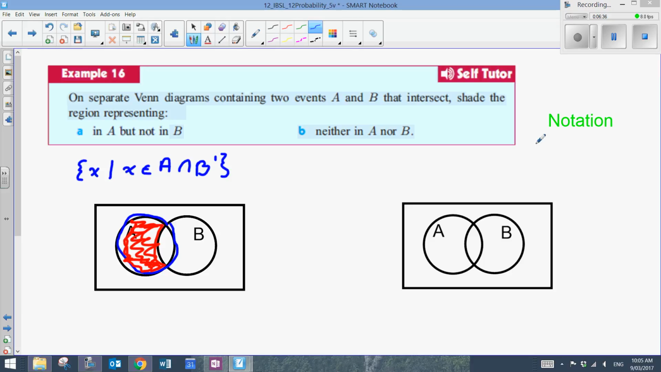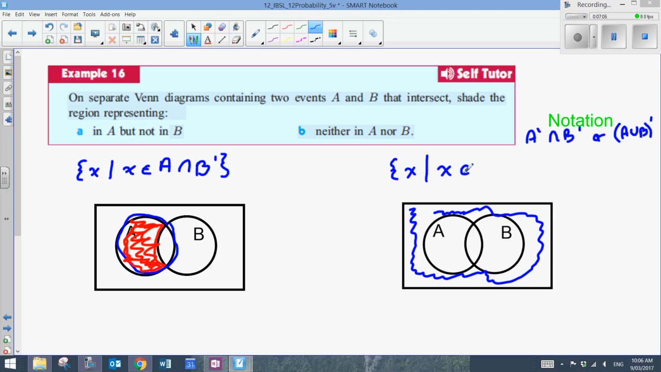Similarly, neither in A nor B would mean not in A and not in B, or if we're not in A and we're not in B, we're going to be out here somewhere. So if this is where we're talking about, really that's the complement of the union because we're not including either A or B. So you could also say if you had the union of A and B, you could take the complement, and therefore we could say we want the set of all values X such that X is an element of the complement of the union.